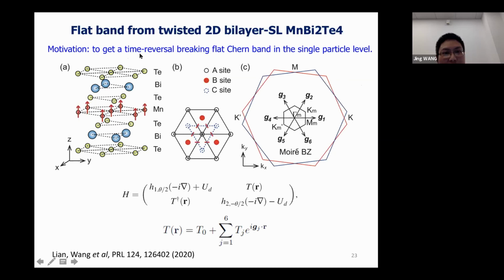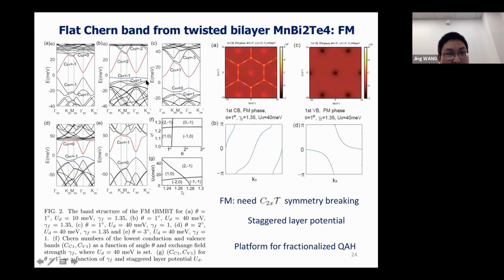So we propose this system and calculate this band structure. You can see that at the single particle level, for this system, for the ferromagnetic case, you get this flat band in the valence band, where the twisting angle is about 1 degree, and you also need to apply this gate voltage to get the chemical potential difference between the up layer and bottom layer.